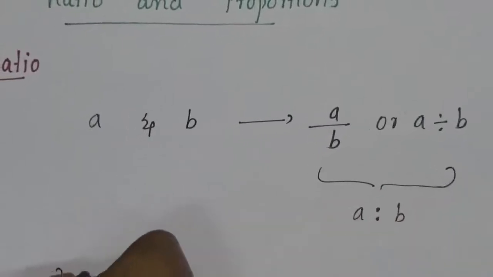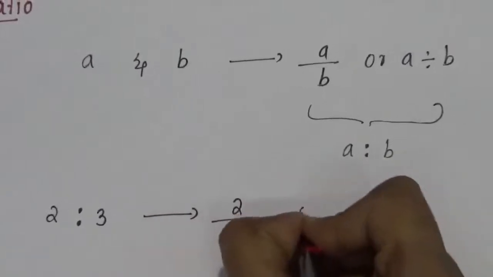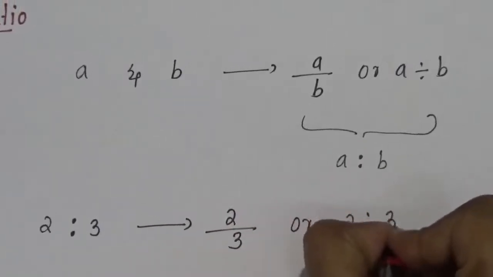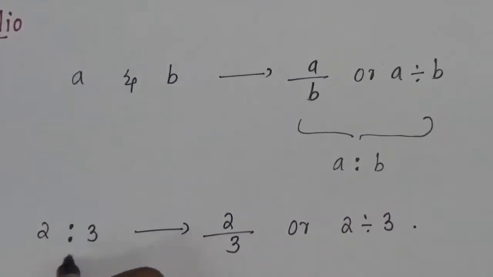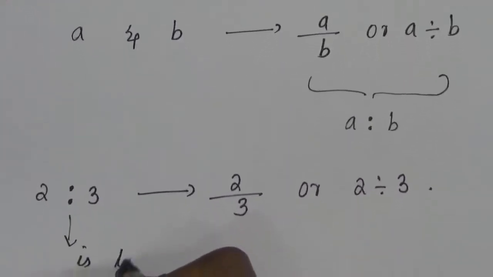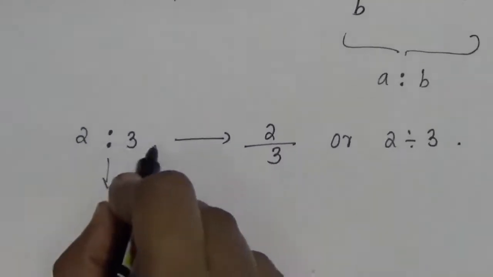Means 2:3 can be written as 2/3 or 2 divided by 3. And it can be read as 2 is to 3. So this symbol we use for 'is to'. So this is 2:3.